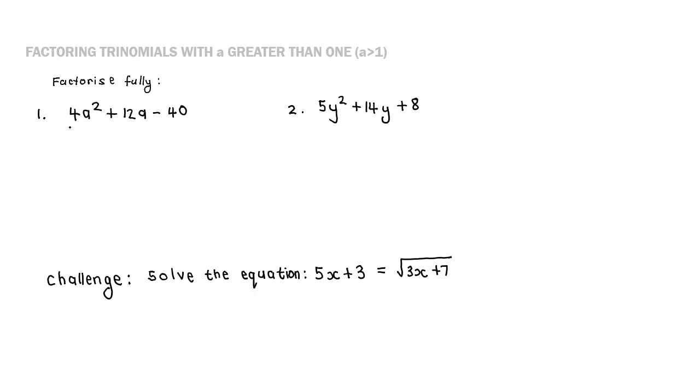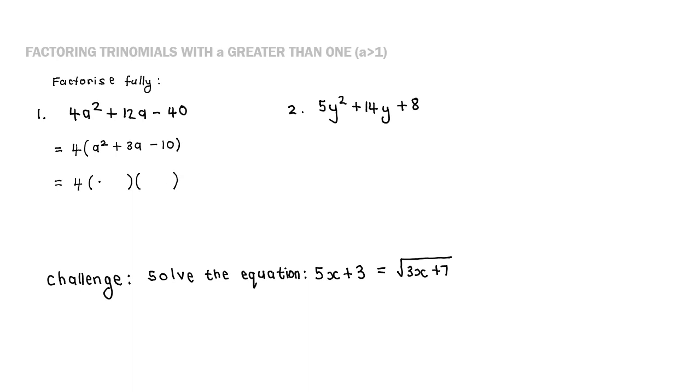We have a common factor of 4, so we're going to pull that out. We write equals 4, and that leaves us with a squared plus 3a minus 10 inside a bracket. Obviously, we need to factorize this trinomial further. Realize that this is the same as what we were doing yesterday, where our a term is equal to 1. So we can just use the same method that we looked at yesterday.